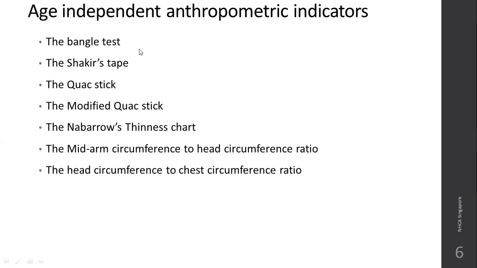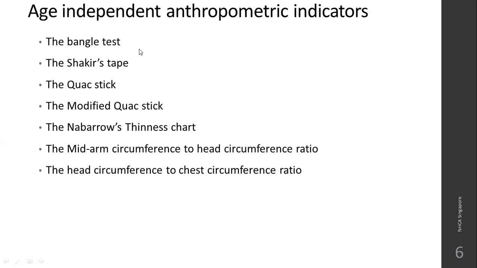So calculate the mid upper arm circumference and divide it by the head circumference. You will get the ratio. And head circumference to chest circumference. If the ratio is more than 1, the child is normal. If the ratio is less than 1, means the child has malnutrition.